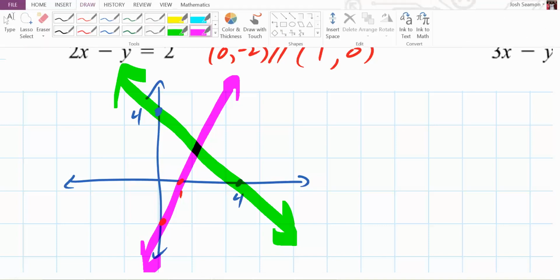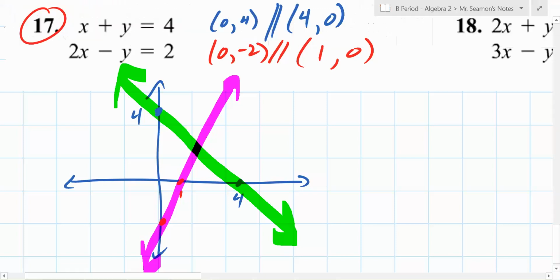Now, to find the answer to this, you estimate it by finding what point? The intersection point. What does it look like that point might be? 2, 2. I didn't do that bad of a job. And how can you check to see if that's the right answer? Plug it in. It has to work in both.